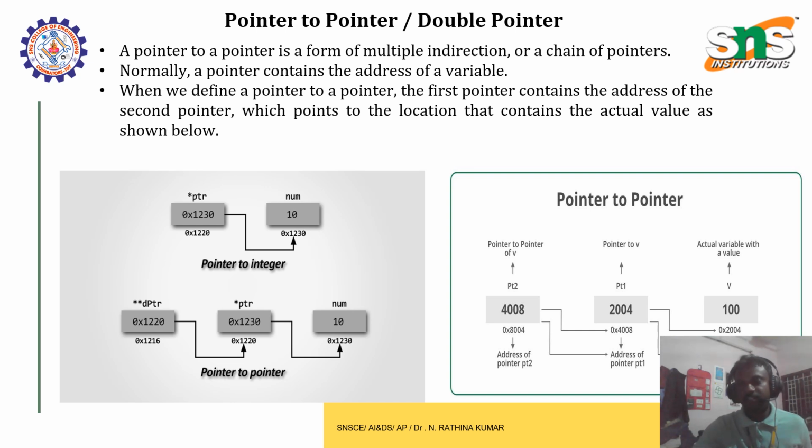Another important point of double pointers is that the first pointer stores the address of the variable. We'll see with an example. Now let us recollect the important points. Again, I'm repeating: the first pointer stores the address of the variable, whereas the second pointer stores the address of the first pointer. This is a very important point. This is called a pointer to pointer or double pointer.